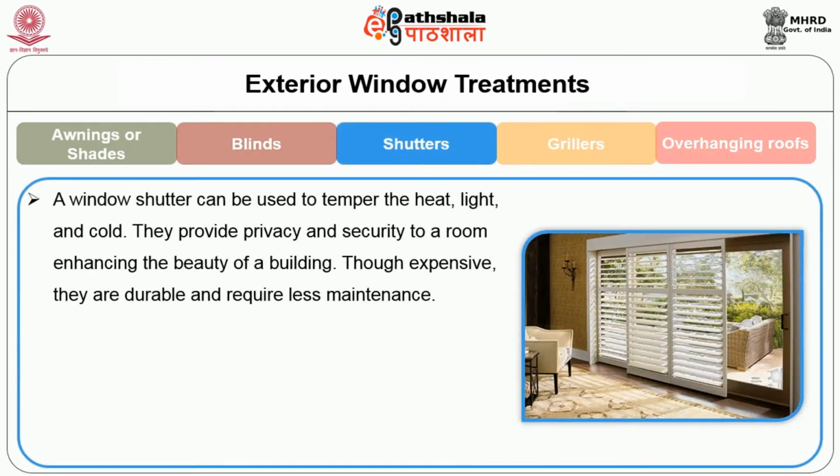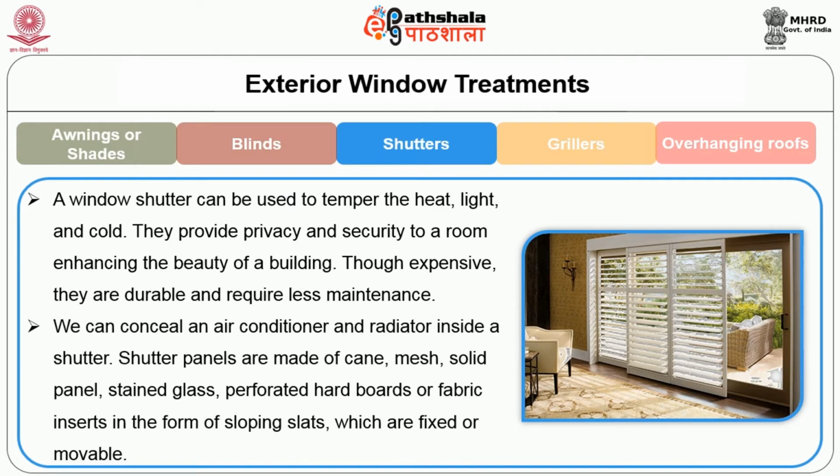Shutters. A window shutter can be used to temper the heat, light and cold. They provide privacy and security to a room, enhancing the beauty of a building. Though expensive, they are durable and require less maintenance. We can conceal an air conditioner and radiator inside a shutter. Shutter panels are made of cane, mesh, solid panel, stained glass, perforated hardboards or fabric inserts in the form of sloping slats which are fixed or movable.